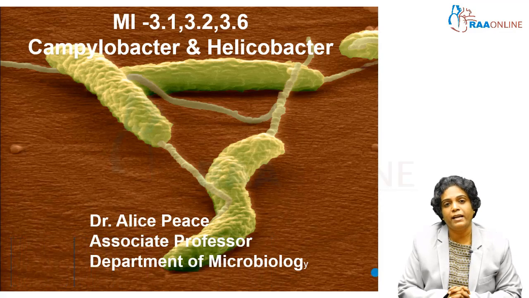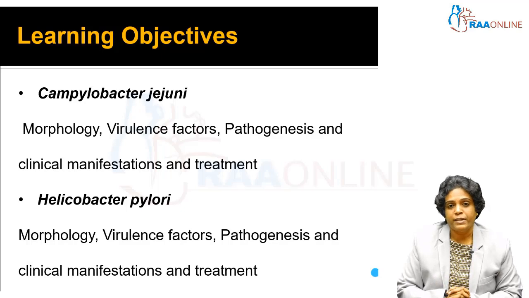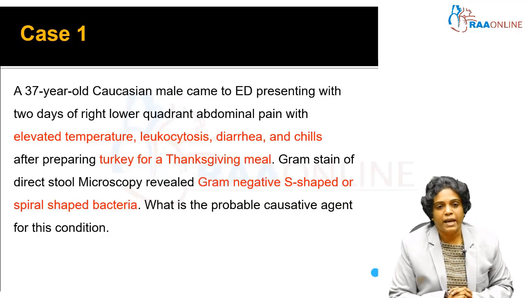In today's lecture, I'll be talking about Campylobacter and Helicobacter. The learning objectives of the lecture would be the morphology, virulence factors, pathogenesis, clinical manifestations and treatment of Campylobacter jejuni infection. And I'll also be talking about the morphology, virulence factors, pathogenesis, clinical manifestations and the treatment modalities for Helicobacter pylori infection. So first let's move on to this case.